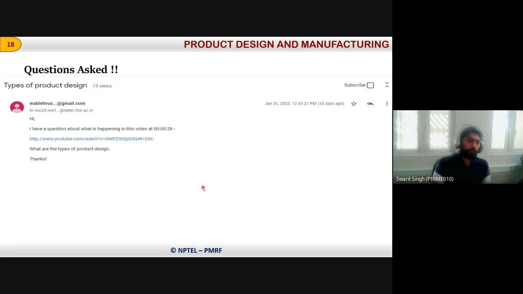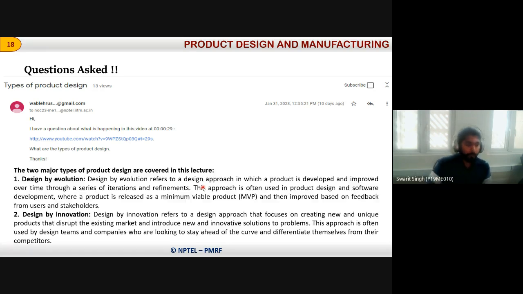So there's a question asked by someone. It says, type of product design. What are the types of product design? Based on the answer which is given there, in the lecture two types of design are covered: the design by evolution and design by innovation. So these are the two different types of design.